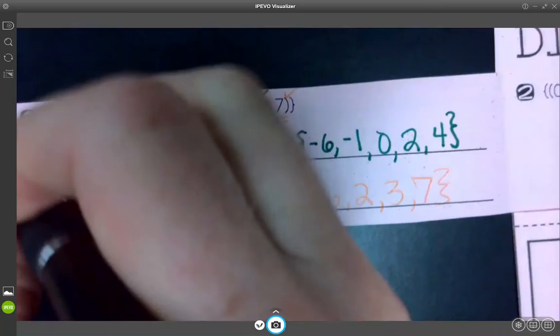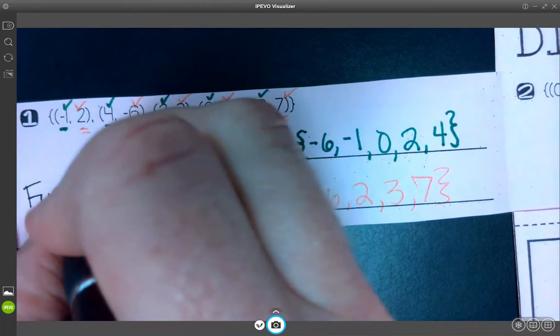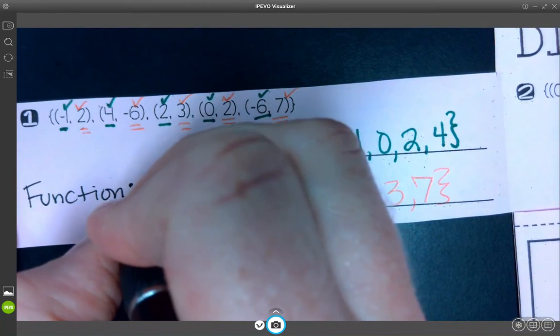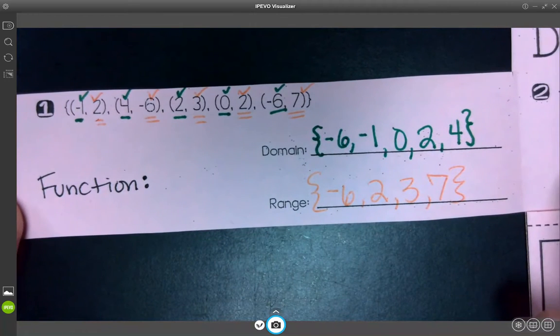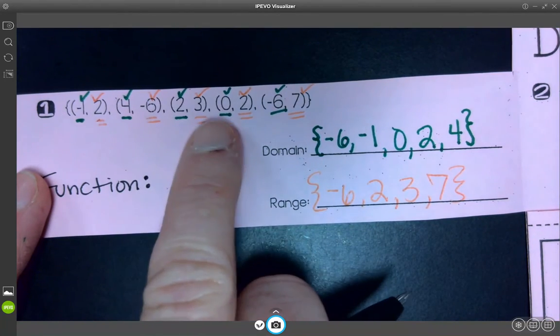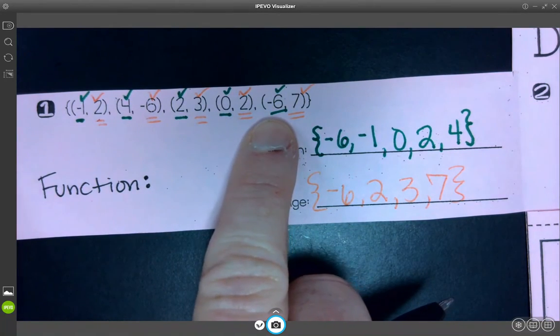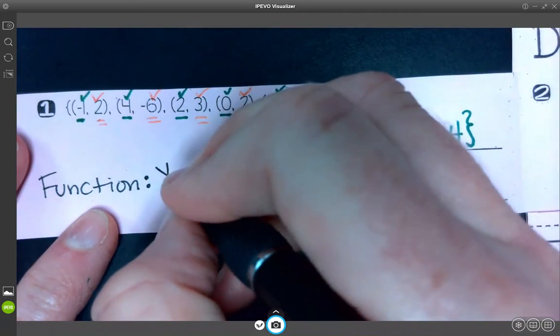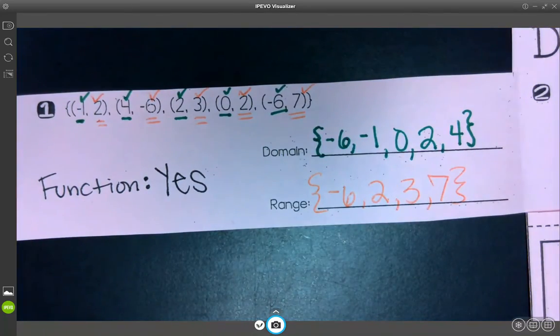And the last thing I want you to do is decide whether it's a function or not. Yes. So none of the x's repeat. The y repeated, but that didn't matter. We still have -1, 4, 2, 0, -6. No repeats. So yes, it's a function. It's okay.